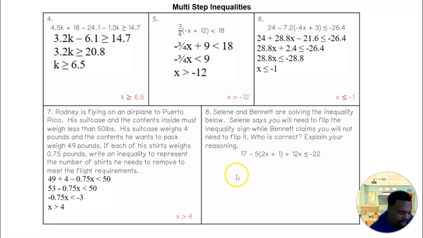So the first thing we need to do with this one, distribute the property. Negative 5 times 2x and negative 5 times 1. Negative 5 times 2x is negative 10x. Negative 5 times 1 is negative 5. So this is our inequality after we do the distributive property.